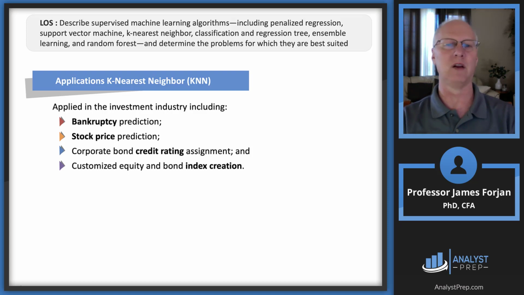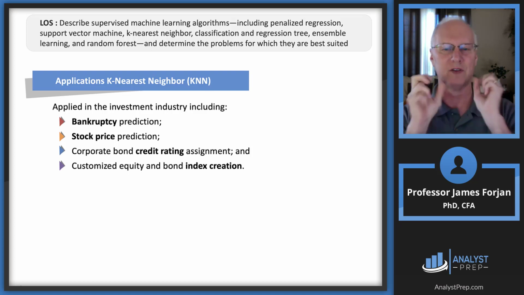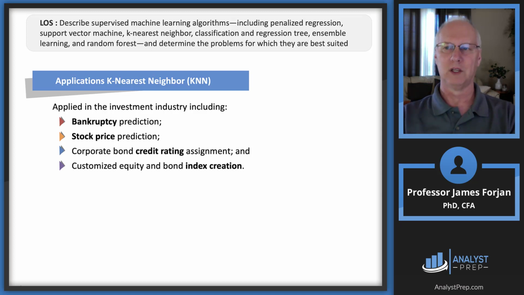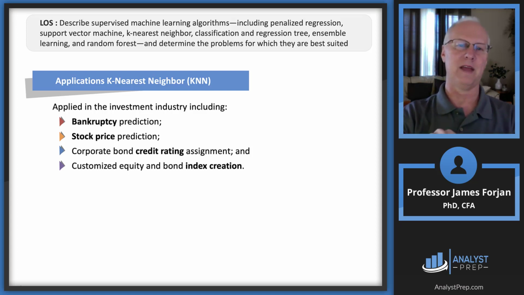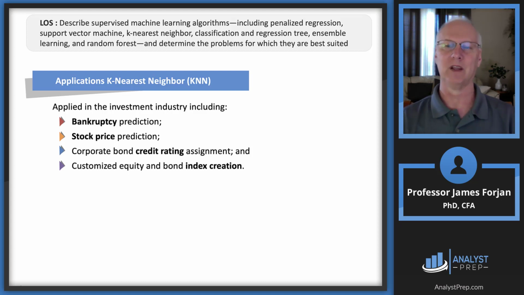Let me just pick a company like Johnson & Johnson. So that's in your portfolio. Well, what you want to do to create this benchmark is go ahead and find another company out there that's exactly like Johnson & Johnson, but is not Johnson & Johnson. And then that's the k-nearest neighbor. So you can do that for benchmarks, but you can also do it for exactly what this says, customized equity and bond index creation. This opens up a whole series of possibilities. And so I think this is really among the coolest of all of these supervised machine learning algorithms.